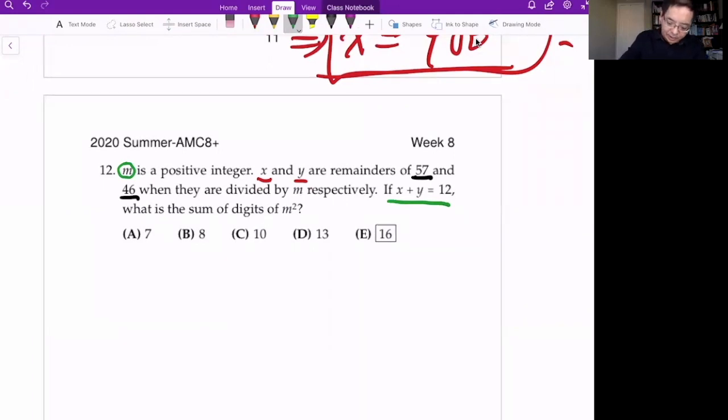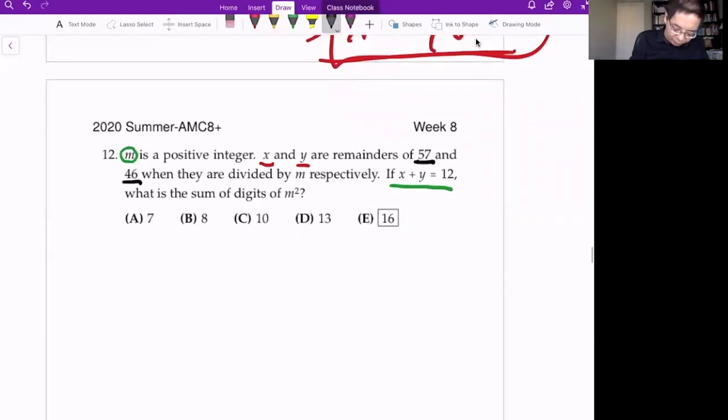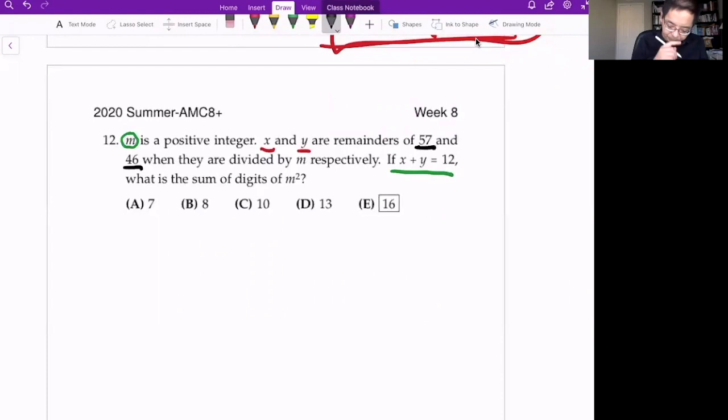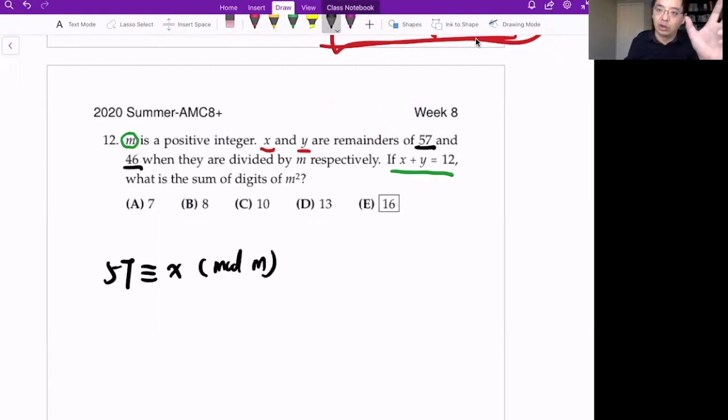Now first let's write down those given conditions by simple mathematical formulas, or equations. So 57, when divided by n, the remainder is x. This notation, modulo n, usually means they have the same remainder when divided by the number n. So here, x is not only the same remainder, x is just the remainder. So x shall be less than n.